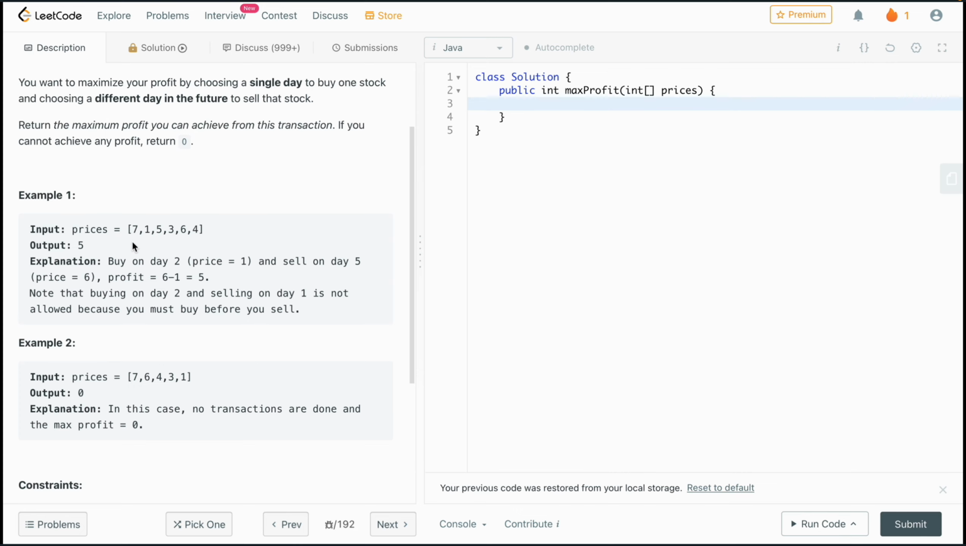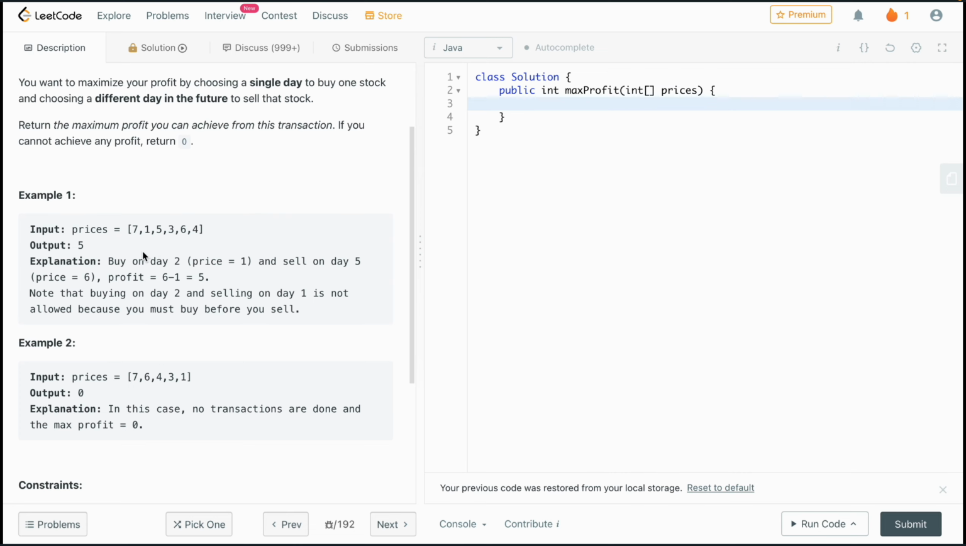So the way to implement this is basically we're going to keep track of a buy day and a buy price. So at first that's just going to be index 0. So we're going to imagine that we bought our stock at index 0. And then when we look through the array, we're going to compare the price to see, okay, did we make money from this? Is this more than what we previously made? If it is, then keep track of that.